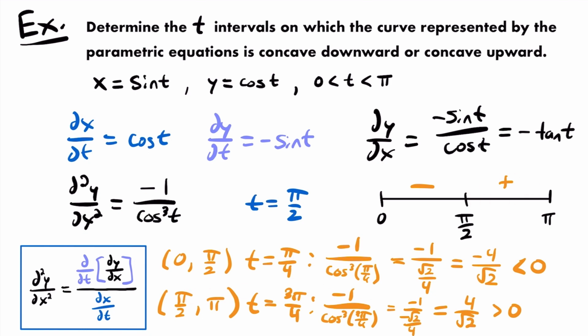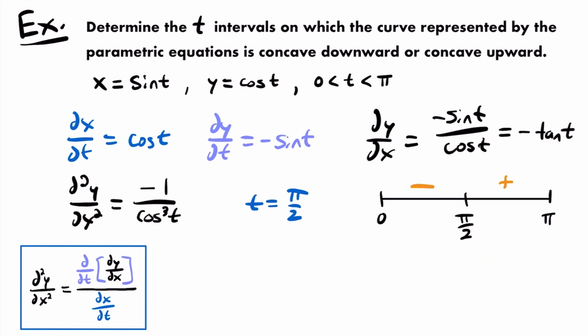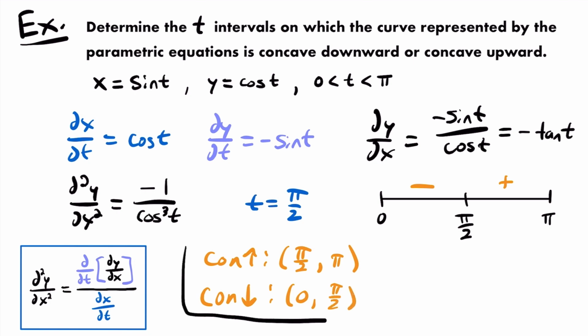And so if I clean up my work here, let's finalize our answer. For the curve represented by these parametric equations, the interval where the curve is concave up will be from pi divided by 2 to pi, and the interval where the curve is concave down will be from 0 to pi divided by 2. That is the final answer to this example. Let's take a look at one more example for this video.